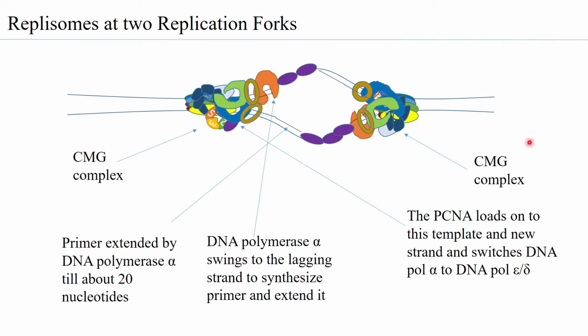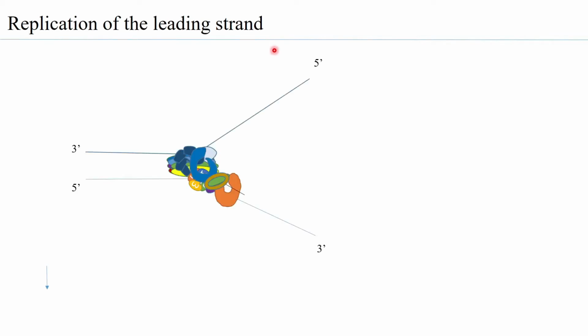So this is the review of what is present at the replication forks, and from this point on, it is basically elongation. So let us go to replication of the leading strand. Again, let us consider just one replication fork, and you can see that the CMG complex is associated. The DNA polymerase epsilon is already bound to the CMG complex because of one of its subunits associated with the GINS.